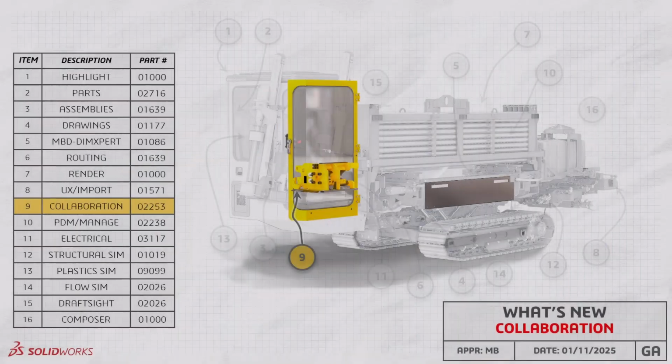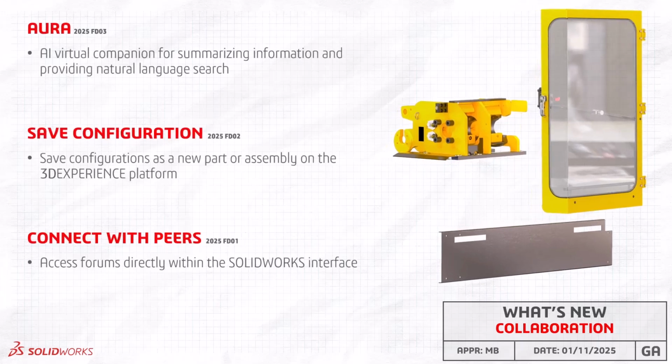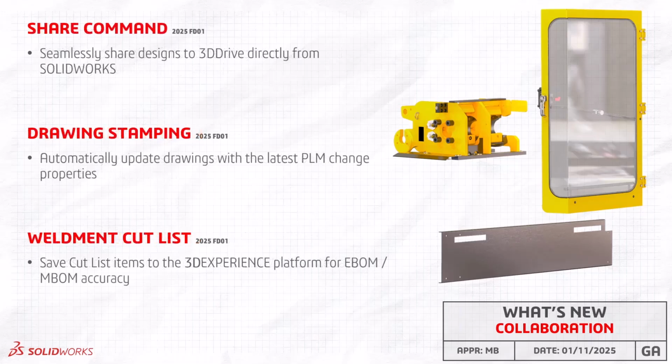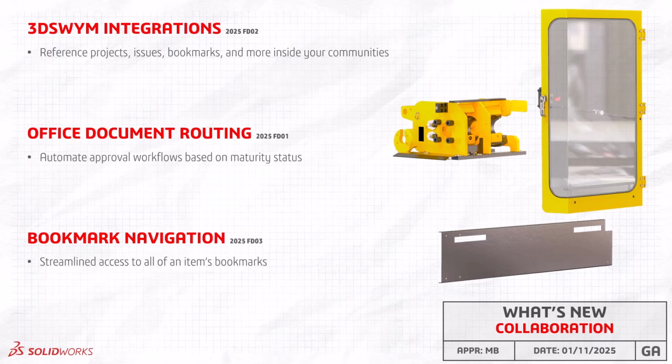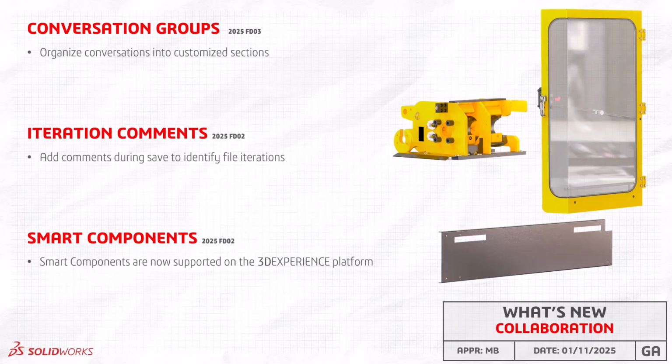When you connect SOLIDWORKS Design 2026 to the 3D Experience platform, you can use Aura, an AI natural language search, save configurations as a new part, connect with forums directly from the task pane, share designs with others, automatically stamp drawings with their status, save weldment cut lists, store external design tables, create deformable components, get bookmarks to update automatically, integrate more content into 3DSwym, automate Office document routings, streamline bookmarks, create conversation groups, add iteration comments and upload smart components.